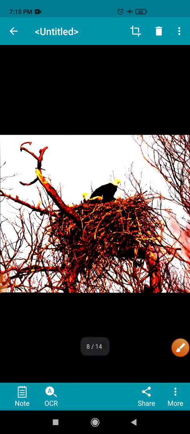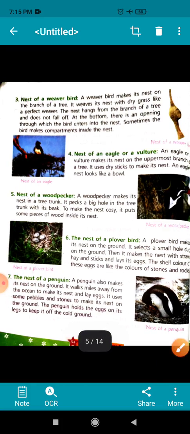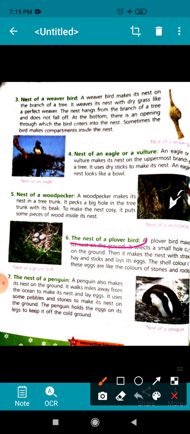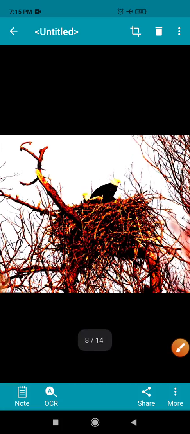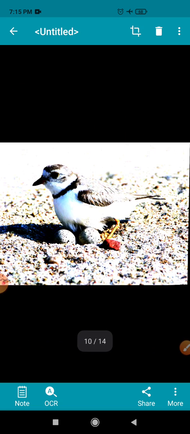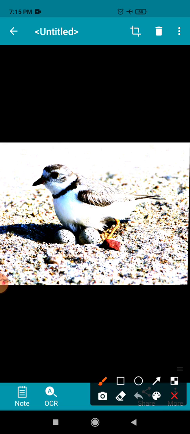Now the next one is the nest of a plover bird. Children, the plover bird makes its nest on the ground. They dig shallow holes in the ground and put grasses and leaves inside the nest to make it cozy. And children, the shell color of the eggs is like the color of stones and rocks.